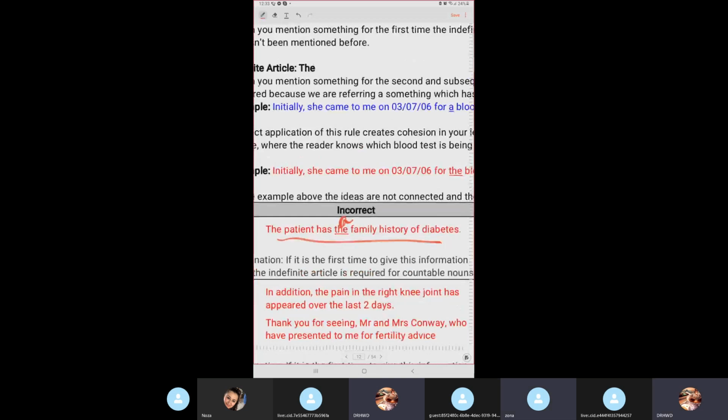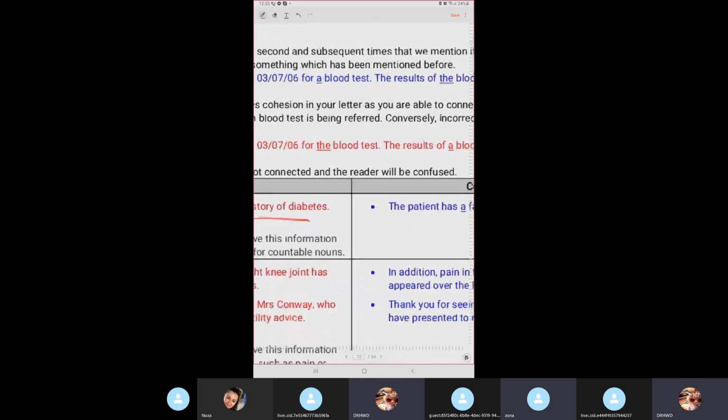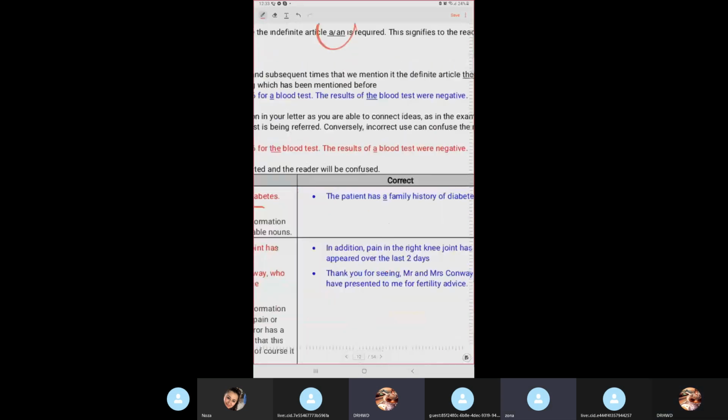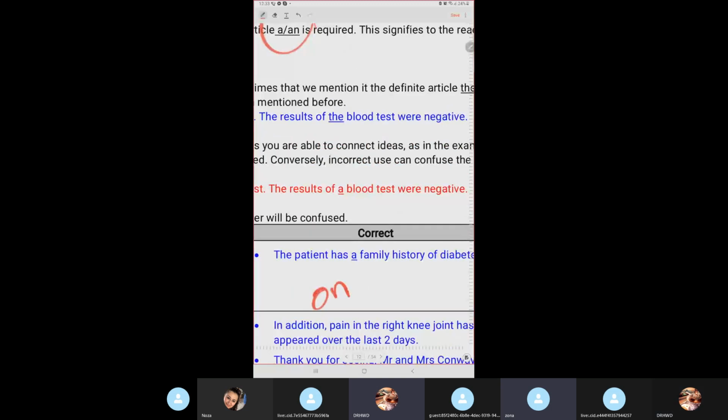The will not come with pain as it is not countable. That is very right. In addition, pain in the right knee joint has appeared over the last 2 days. I've also questioned, when we write in our letter on examination, is examination countable? Do we have to write just on examination, or if it is for the first time, do we have to use the? I'm confused about it.